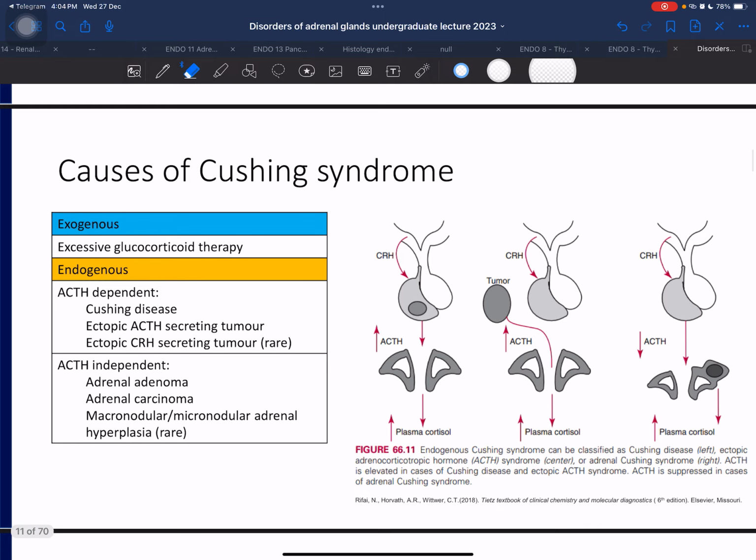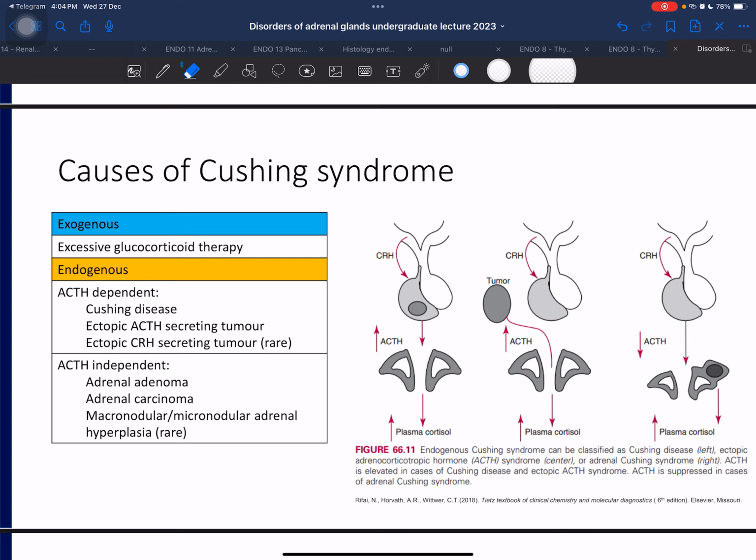Basically, exogenous is something outside your body, right? So it's something that the patient has taken in excess, excessive glucocorticoids. Now, endogenous is whatever happens within your body itself. Endogenous cause can be further divided into ACTH dependent or ACTH independent.